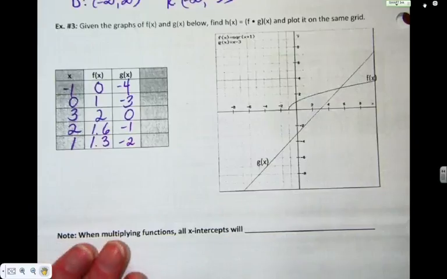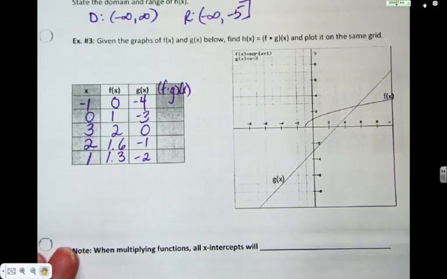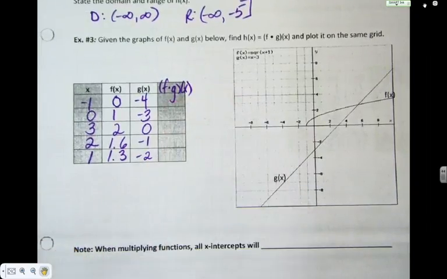What does the question ask us to do? Multiply. Okay, so F multiplied times G. Fill in the new column.